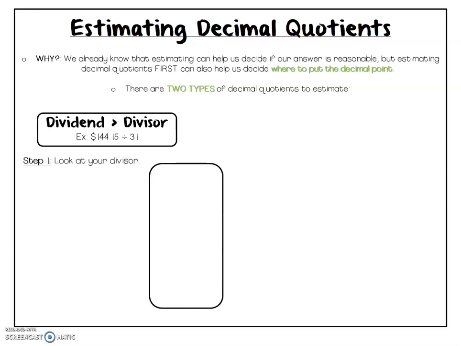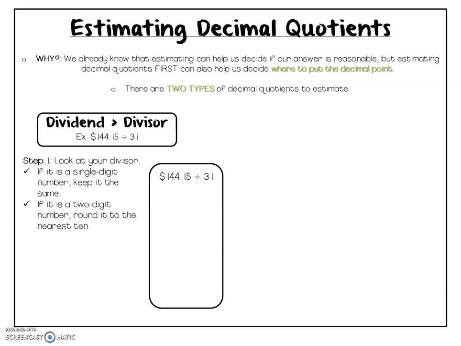First, we're going to look at our divisor. So again, I'll look at $144.15 divided by 31, and I'll use the same rule as we used with whole numbers. In other words, if it's a single-digit number, I'll keep it the same, but if it's a two-digit number, I'll round it to the nearest 10. Since my divisor in this question is 31, I'm going to round it to 30 because that's the nearest 10. That means I can use the friendly number 3 to help me estimate.